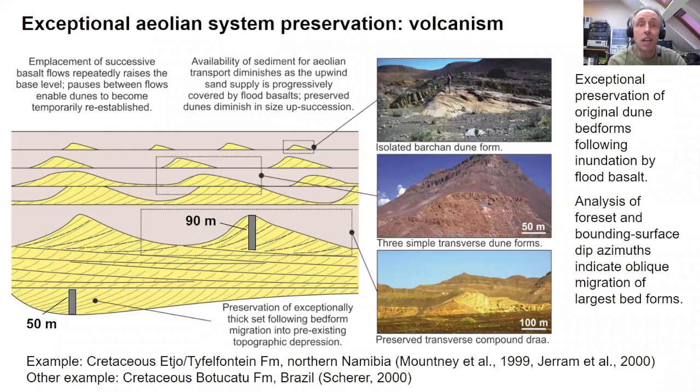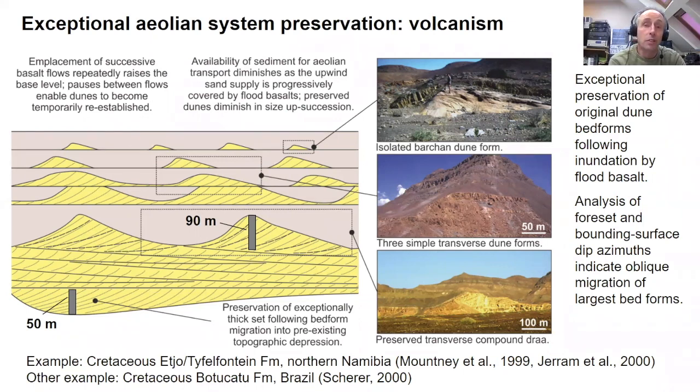Now, this particular succession happens to be from northern Namibia. It's called the Etjo Sandstone, sometimes called the Twyfelfontein Formation. It also is very special because it preserved dunes intact at the time that they were migrating. And so you see in the photographs on the right three examples. In the lower example, you can see a very large dune-shaped stratigraphic pile. That is indeed a dune bed form. It's entirely encased and draped by flood basalts.